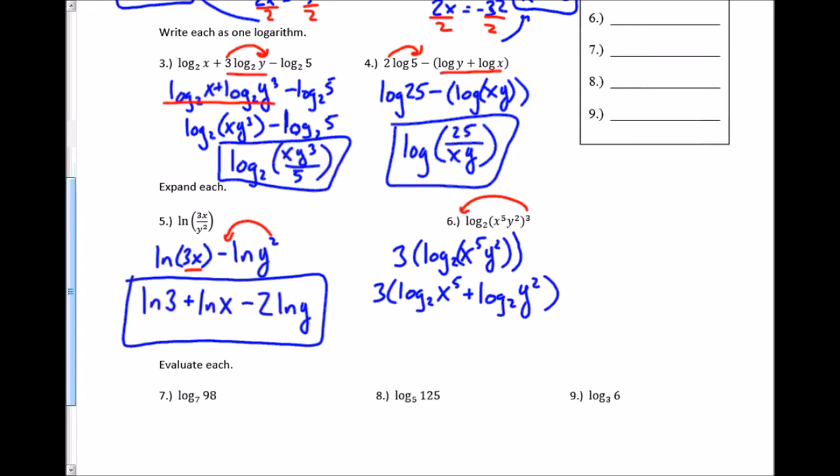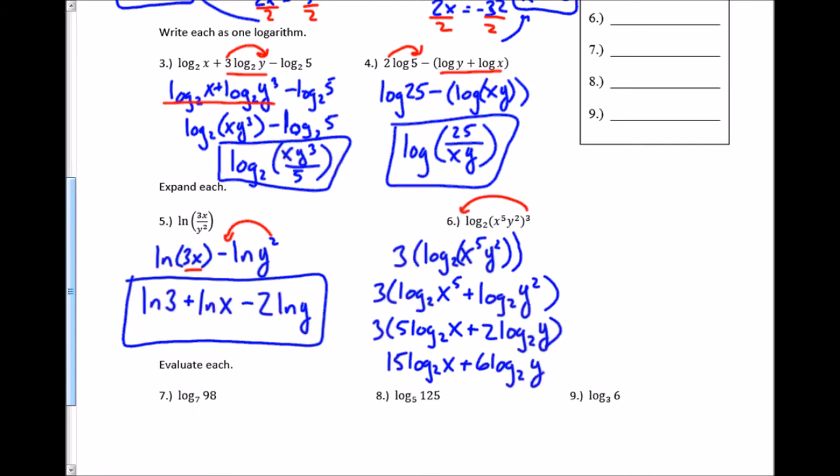And now within each of those logarithms, I can bring an exponent out front. So here I can bring the 5 out front, and here I can bring the 2 out front. And I guess technically I could leave it this way, or I can distribute that 3 in, which is going to give me a 15 log base 2 of x plus a 6 log base 2 of y.